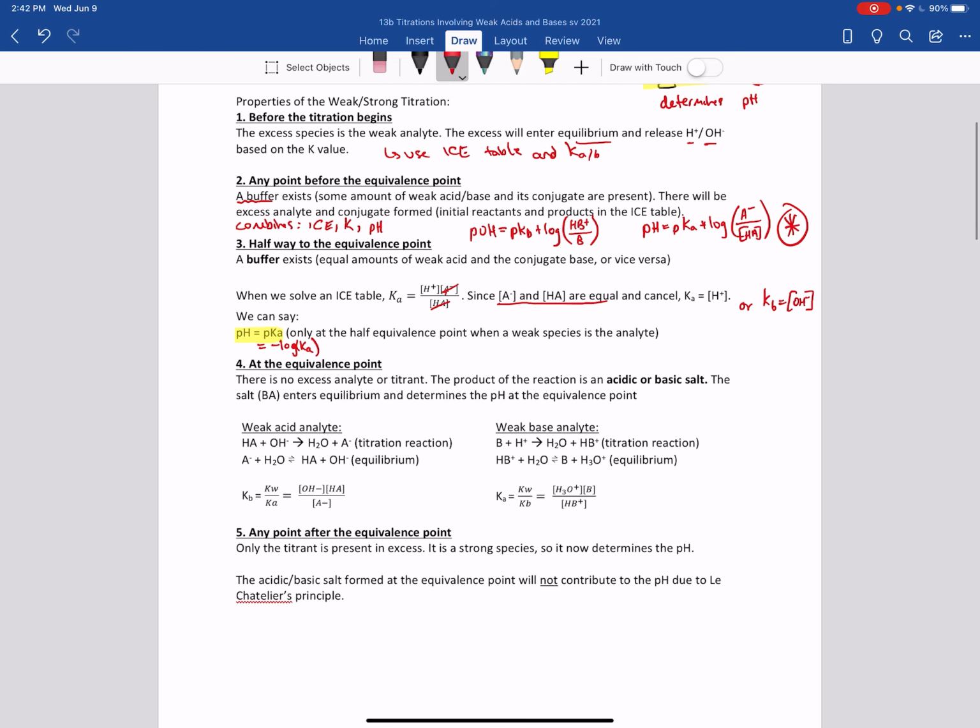Now, at the equivalence point, the product of the reaction is an acidic or a basic salt, and what that means is that the pH does not equal 7.